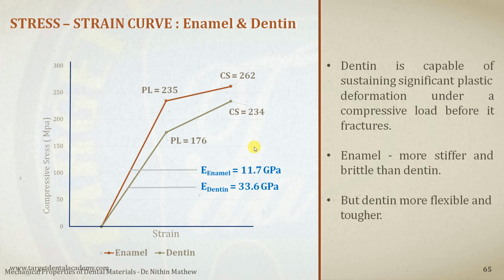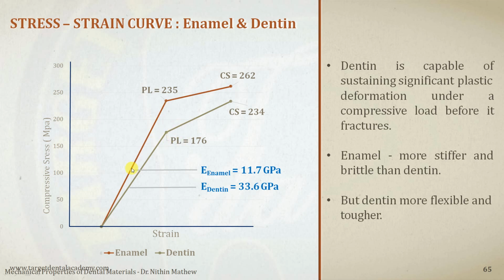So basically this is a stress strain curve of enamel and dentine. This is your enamel, this is your dentine. Dentine is capable of sustaining plastic deformation under a compressive load before it fractures. So it has significant plastic deformation. Can you see this? When you apply a force to this, after a certain amount it will get distorted. It is known as plastic deformation.